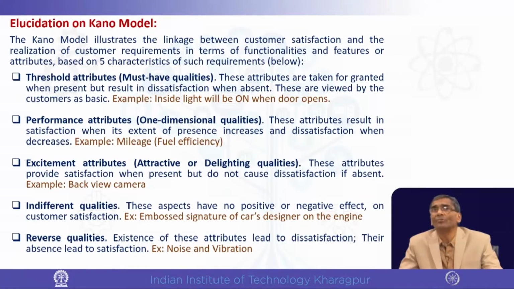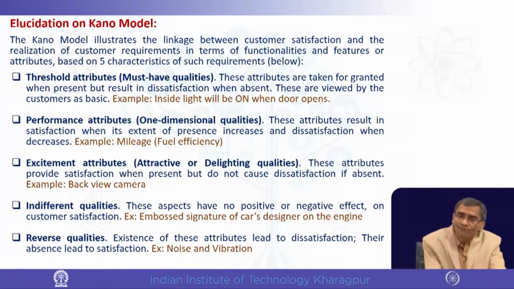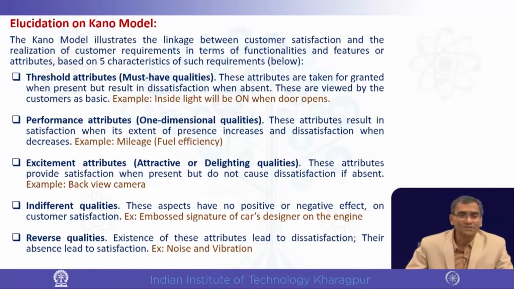But before we delve into this, we would like to understand there are 5 kinds of requirements or 5 types of attributes that the Kano model illustrates, linking customer satisfaction and the realization of customer requirements in terms of functionalities and features or attributes, based on 5 characteristics of such requirements.